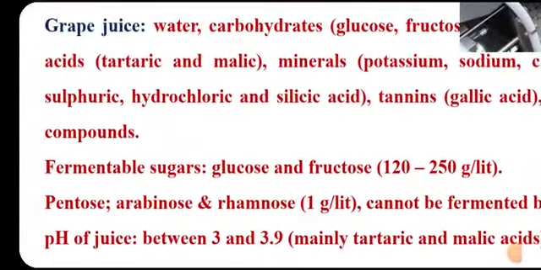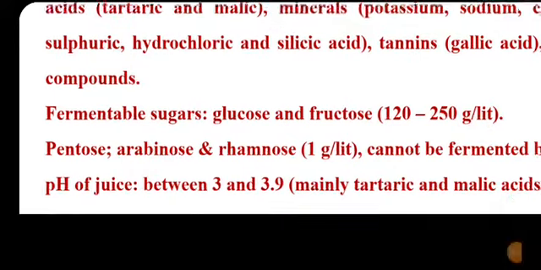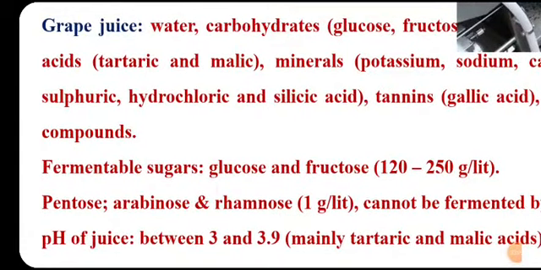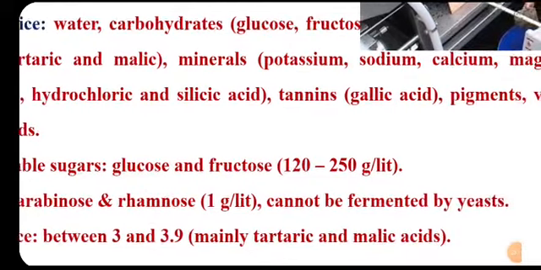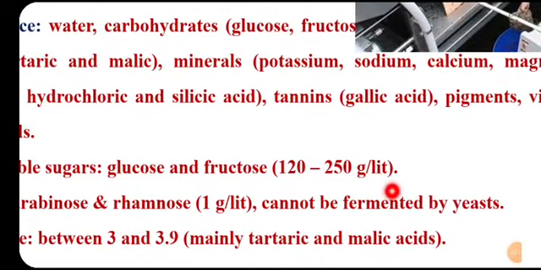The fermentable sugars present in grape juice are glucose and fructose, and they are present at 120 to 250 grams per liter. That is the concentration. It contains pentoses, arabinoses, and rhamnoses, but these are not fermented by yeast.